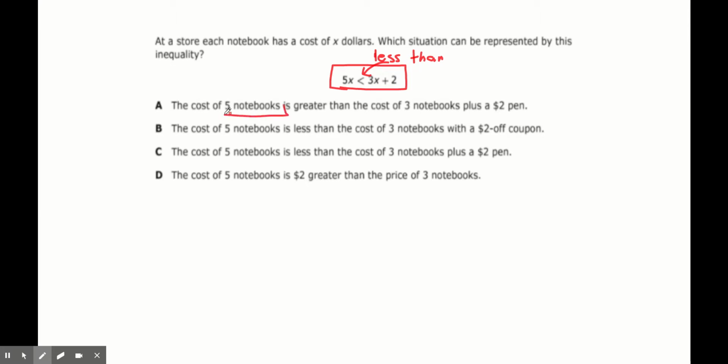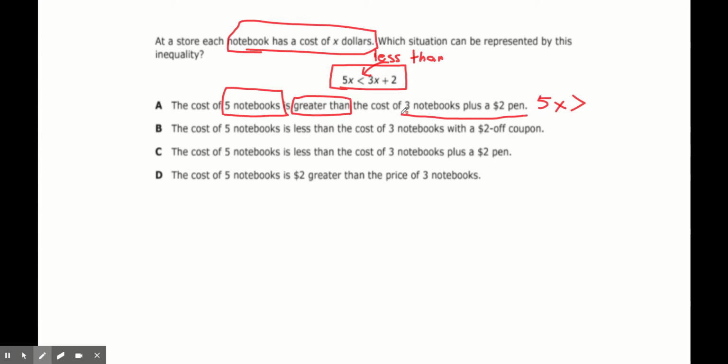So the cost of 5 notebooks. All right, we don't know the cost of a notebook. That is our variable. So in this inequality, I need a 5 times X. So the cost of 5 notebooks is greater than, well, I know the inequality symbol for greater than looks like that, is greater than the cost of 3 notebooks plus a $2 pen. So 3 notebooks, we don't know how much each notebook costs. That's our variable, so 3 times X plus 2.